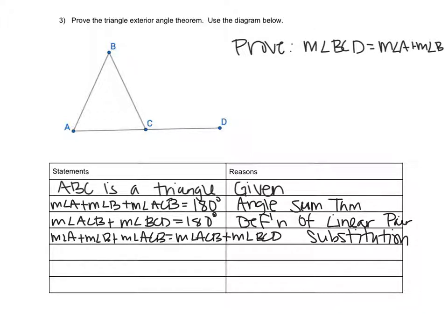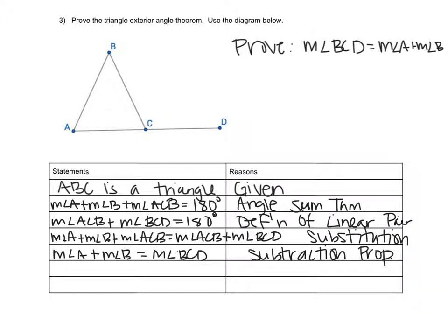If I look at both sides of my equation, I see both of them have the measure of angle ACB, which means if I were to subtract it from both sides of the equation, it would cancel. And when I do that, we end up with the measure of angle A plus the measure of angle B equals the measure of angle BCD. The reason would be the subtraction property.